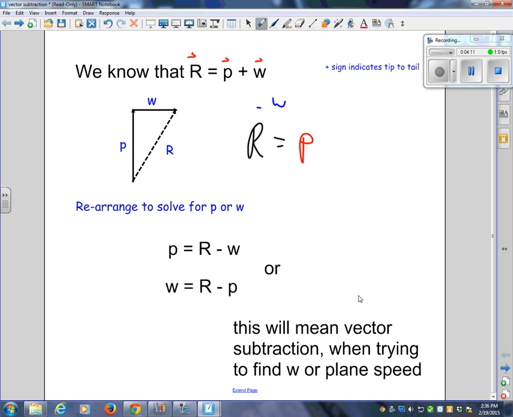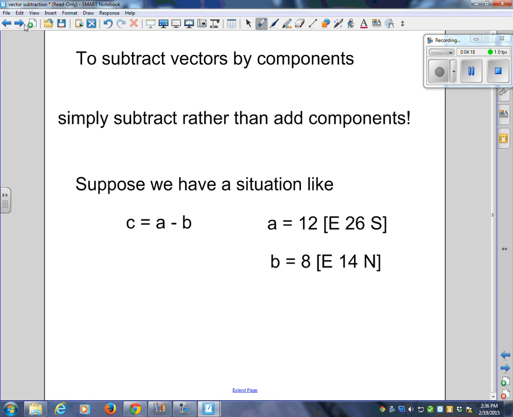Lesson over. That's honestly how simple it really is. To subtract vectors by components, simply subtract them rather than add the components. That's it.